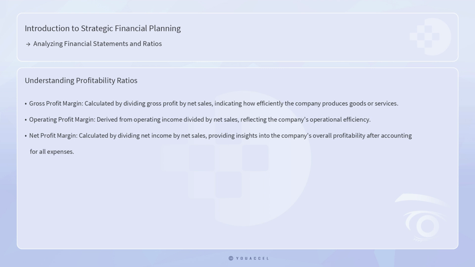The net profit margin, calculated by dividing net income by net sales, provides insights into the company's overall profitability after accounting for all expenses. High profitability ratios typically signify a healthy and competitive business.